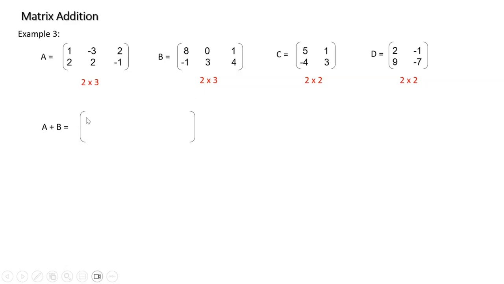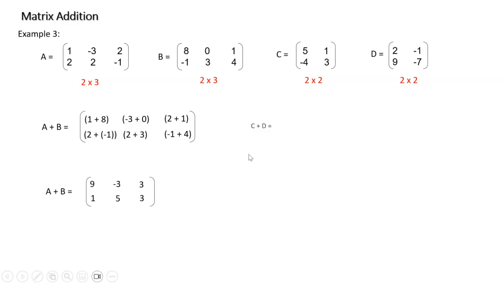So here's how we can do an example to describe the definition. It's going to be 1 plus 8, same location. Negative 3 plus 0. 2 plus 1. 2 plus negative 1. 2 plus 3. And negative 1 plus 4. So it's going to give us 9, negative 3, 3, 1, 5, and 3. That's my result.